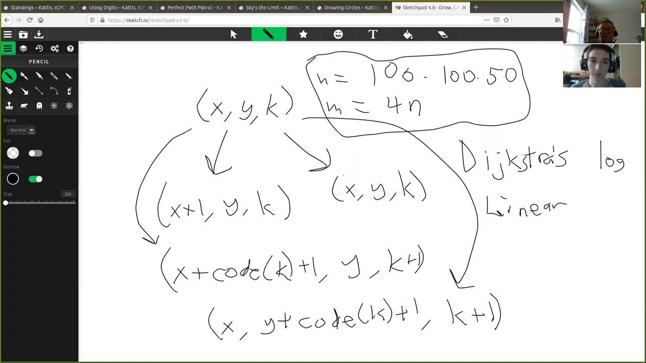So if you have a directed acyclic graph, you can compute shortest paths in linear time with DP. In this example, x, y, and k never decrease on these edges. They only increase. So it's actually a DAG, and you can just do linear DP, which is probably the simplest solution, I think.